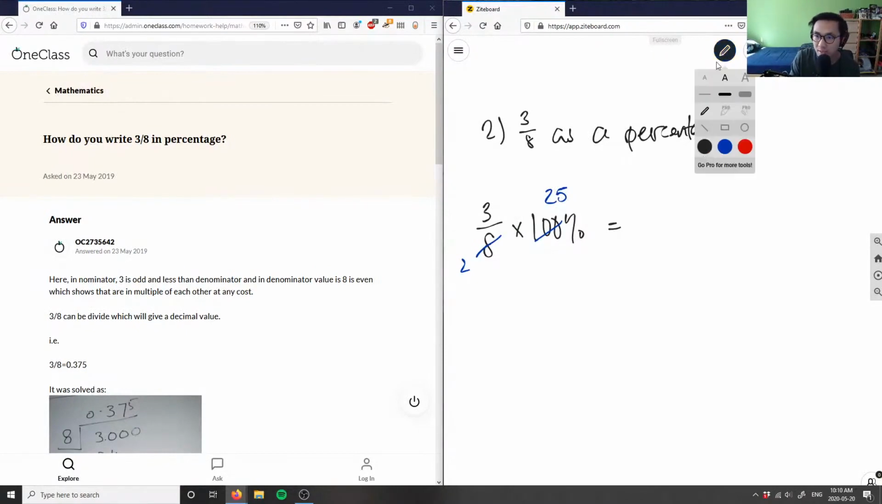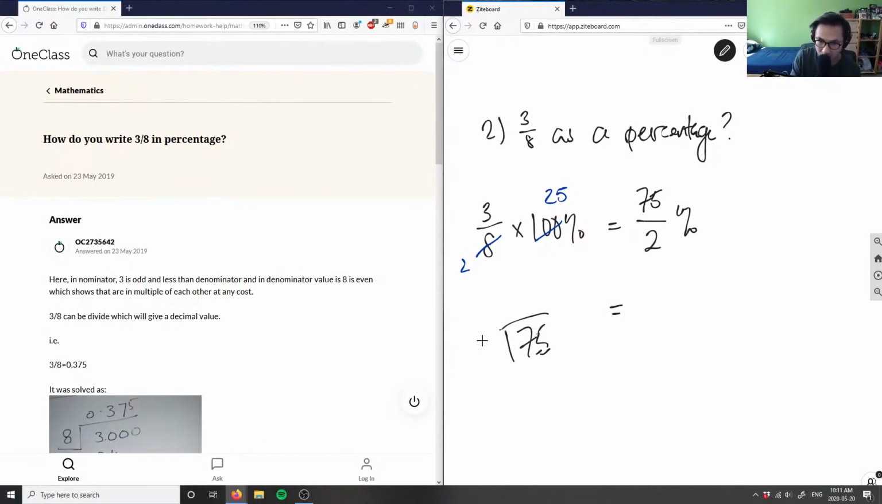So I would get this percent. I get 3 times 25, which is 75. 75 over 2 here percent, and this would equal whatever 75 divided by 2 is. And I can do this on the side here, some side work. So what is 75 divided by 2?